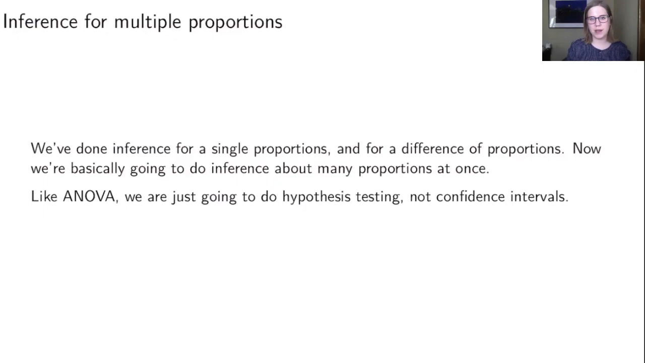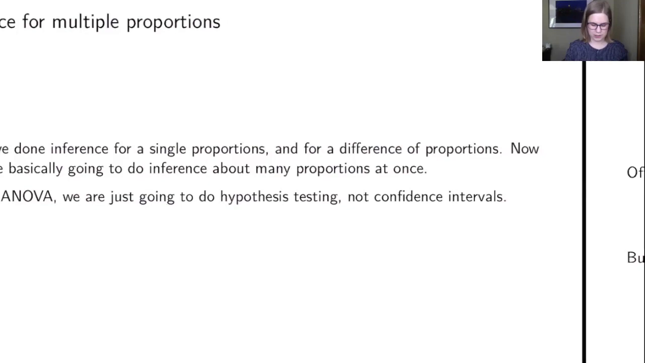Just like we finished up recently talking about ANOVA, which was inference for lots of means, we have been thinking about proportions. We've done inference for a single proportion, we've done inference for a difference of proportions, and now we're essentially going to do inference for many proportions at once. Just like ANOVA, we're not going to be doing any confidence intervals here. We're just going to be doing hypothesis testing.